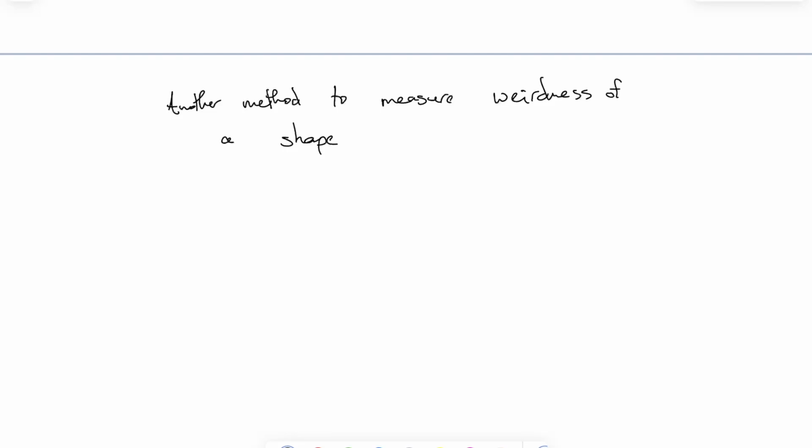It's because it's a complicated concept, just talking about how weird a shape is. There are a lot of different ways that a shape could be weird or not weird, and there are lots of different ways that you could try to measure this. So here's another method to measure weirdness of a shape, and this is based on area and also perimeter.